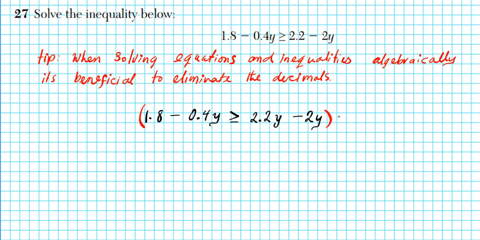That will cause the decimal point on each numerical value, including the coefficients, to shift to the right by one place. So this will go to the right one place, this to the right one place, this to the right one place, and this one is going to go to the right one place. So what will it look like? We're going to have 18 minus 4y is greater than or equal to 22y minus 20y. Okay? So this looks much better.